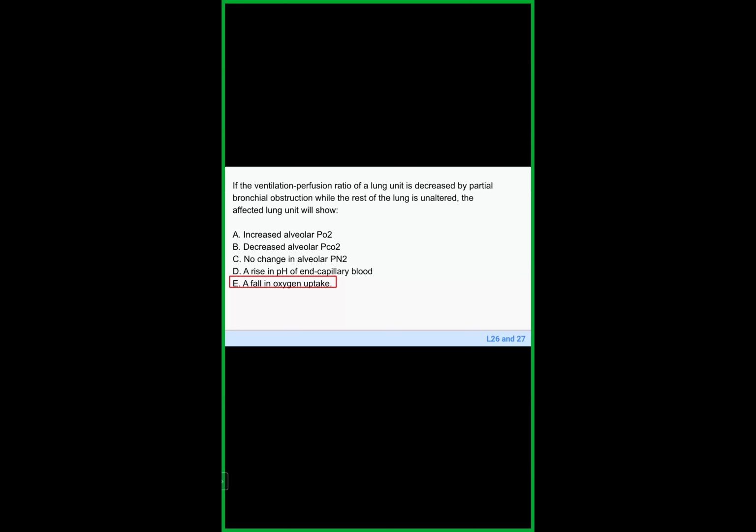C, no change in alveolar pressure of nitrogen. That's not true because if there is less oxygen, when you inspire air, there's always nitrogen in the air, so we're always inspiring nitrogen.